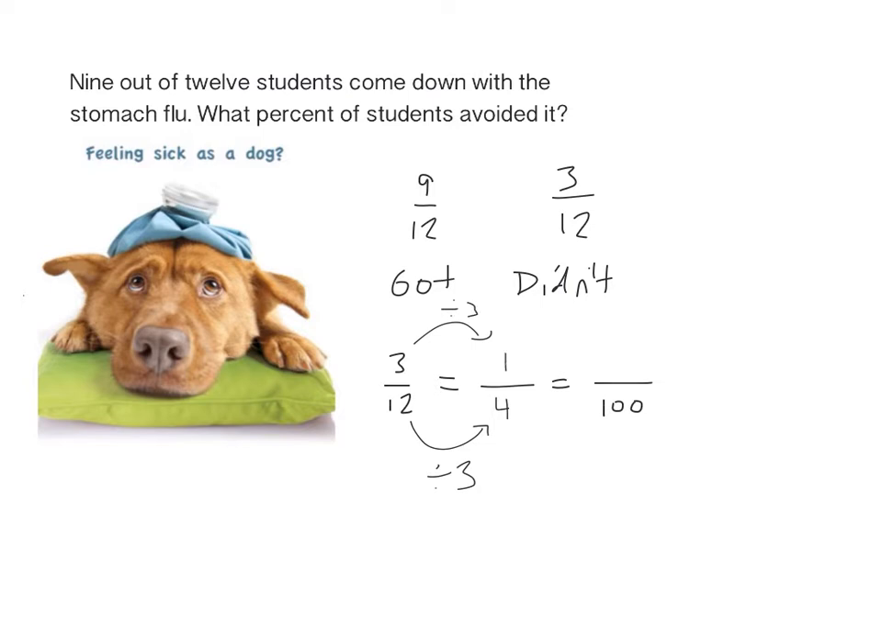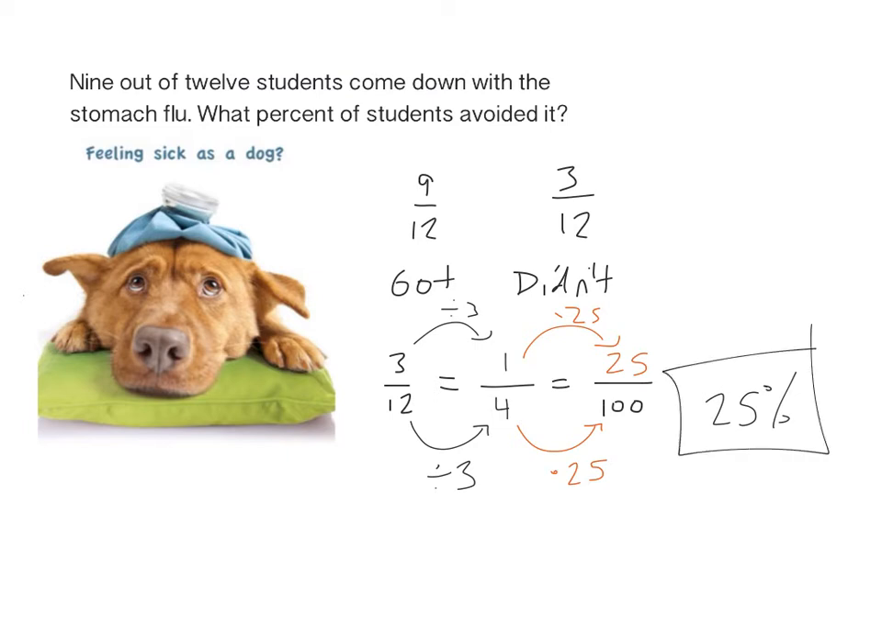So this is another one of those common percents you really need to memorize. 1/4 is what percent? 25%. But if you want to be totally sure, we can take it one step further and ask, what do you do to 4 to make it 100? Times 25. So 1 times 25 gives you 25 over 100, and our answer is 25%. So 25% of the students did not get the stomach flu. Congratulations if you're in that group.